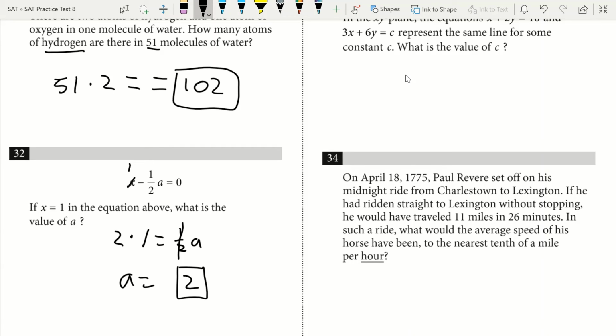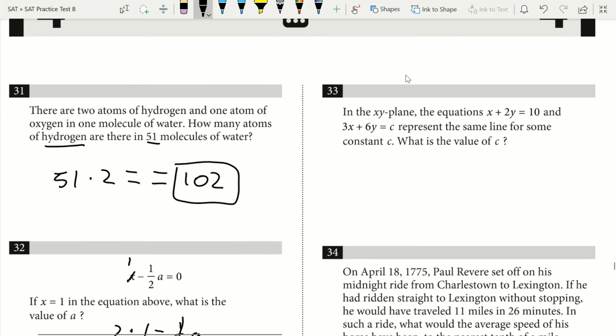Alright, now I've got question 33. In the xy plane, the equations x plus 2y equals 10 and 3x plus 6y equals c represent the same line for some constant c. What's the value of c?